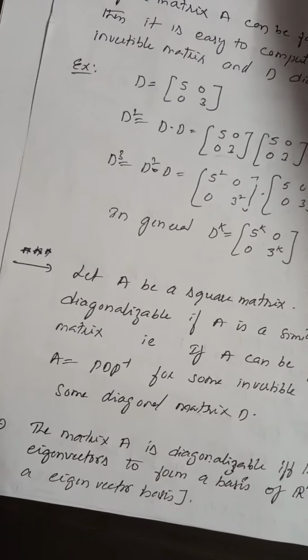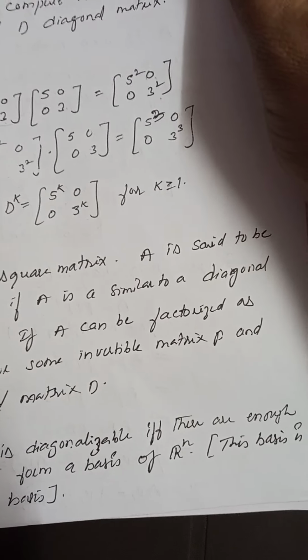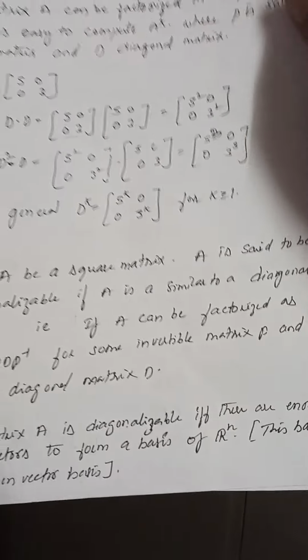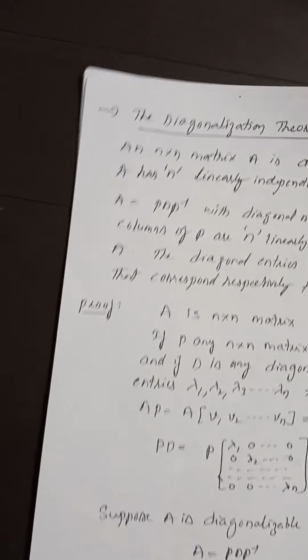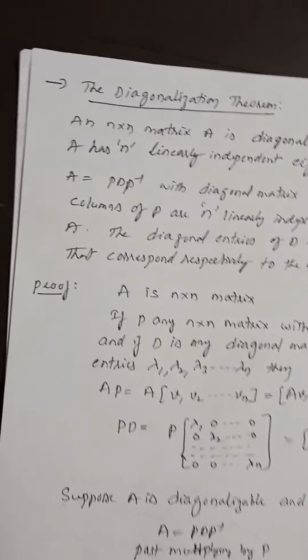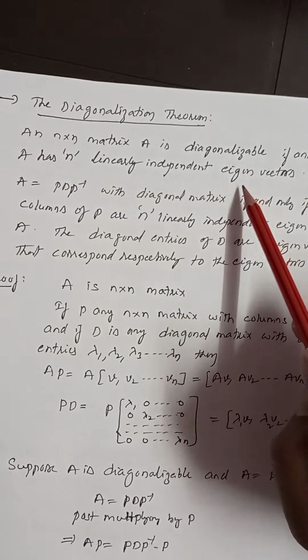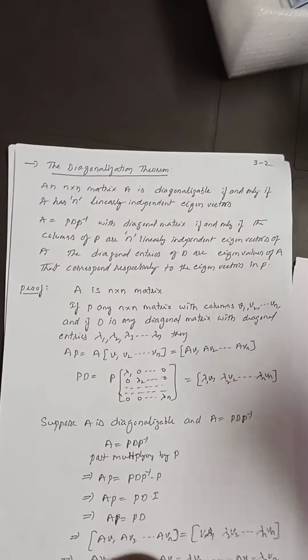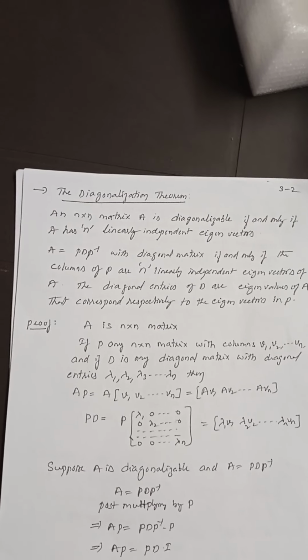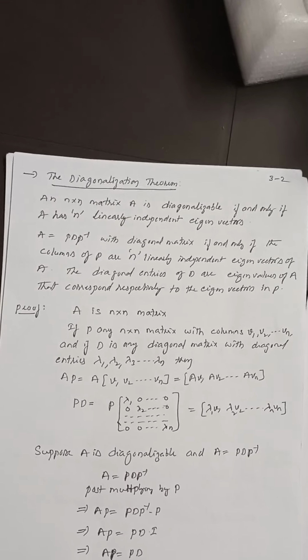A matrix A is diagonalizable if and only if there are enough eigenvectors to form a basis of R power n. What is R power n, sir? That is the collection of all n-tuples, forming a vector space. This basis is an eigenvector basis. Next, the diagonalization theorem, where A is an n by n matrix: A is diagonalizable if and only if A has n linearly independent eigenvectors.